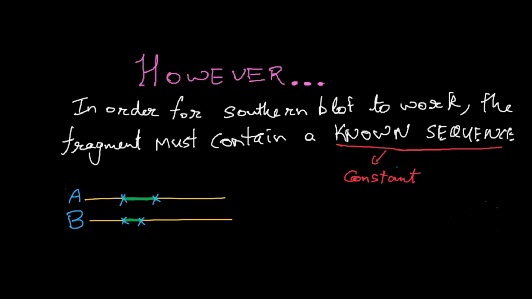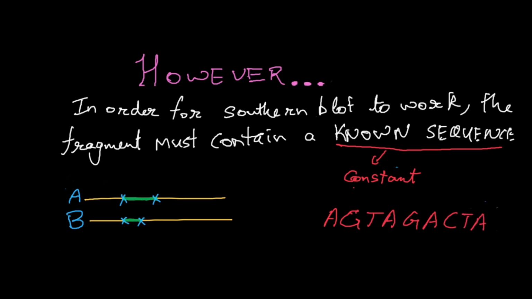You need the part of the fragment to be a sequence that you already know about. So for example, maybe you know that everyone has a sequence in some part of the DNA that looks something like this.